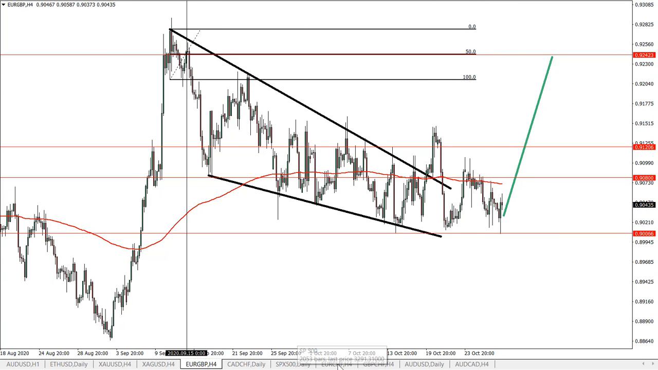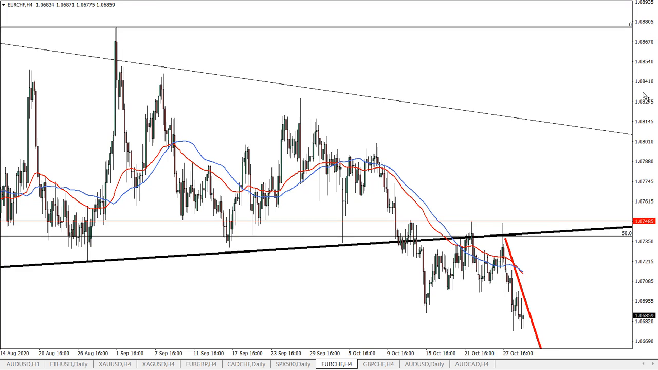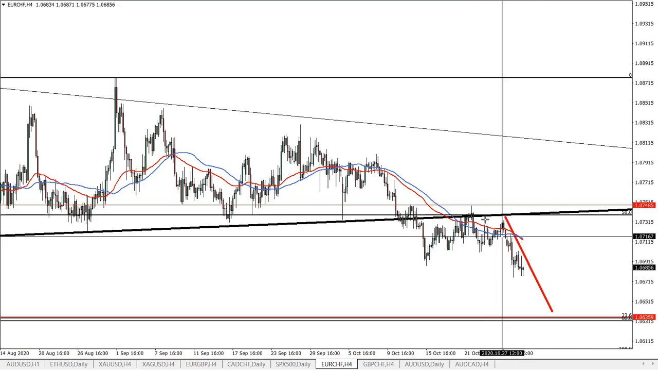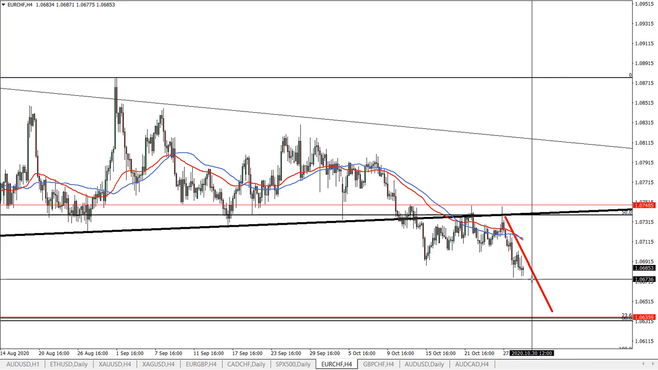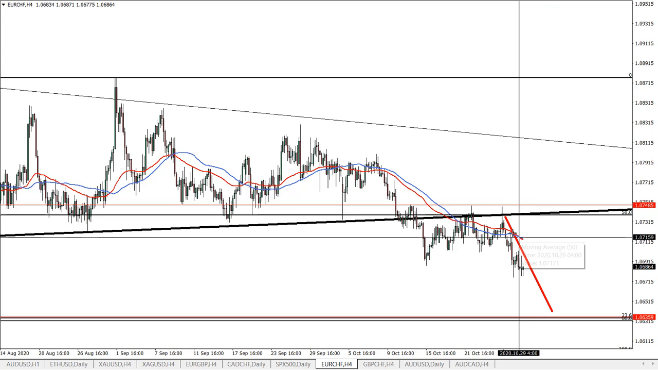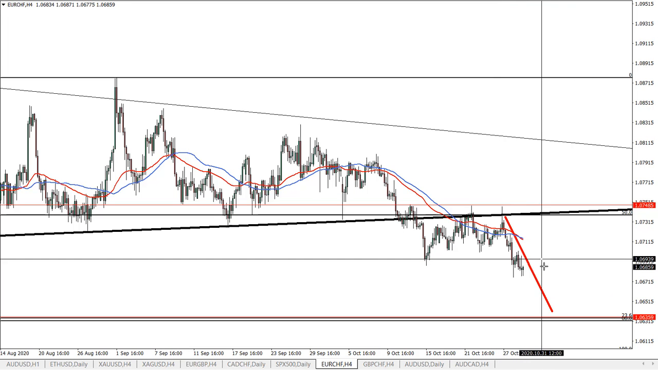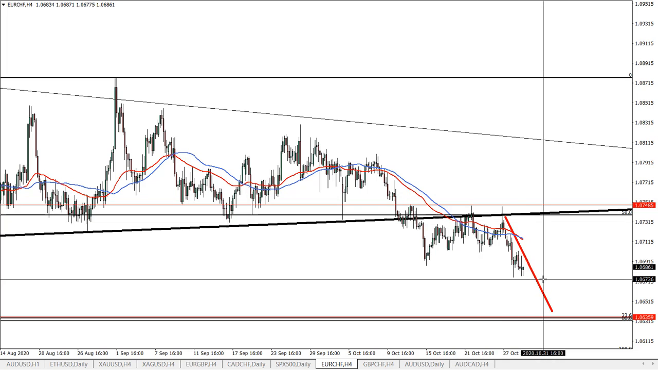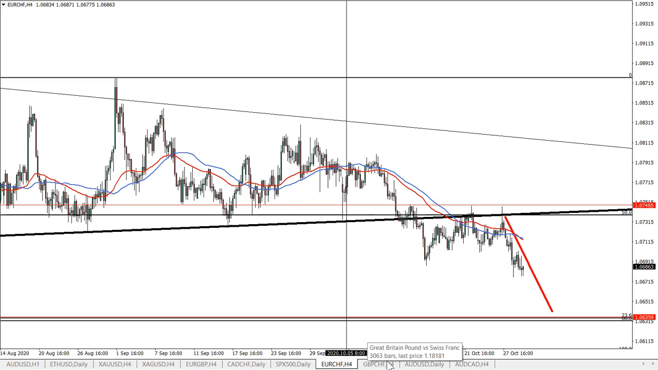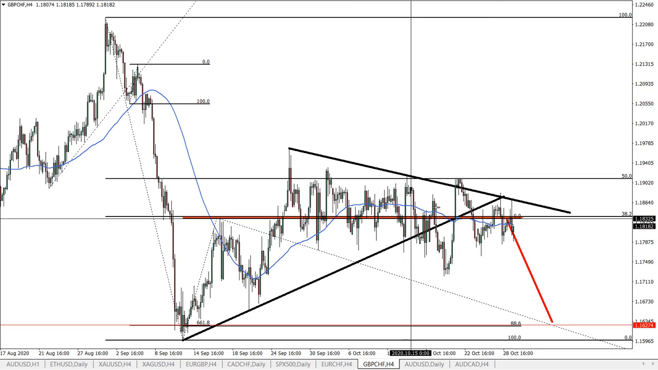Next is the euro Swiss franc. The Swiss franc strength is likely to continue, so I would expect the price to move down, although a correction could take place towards the moving averages before the downtrend continues. So still valid analysis on the euro Swiss franc. Next is the pound Swiss franc, also valid.